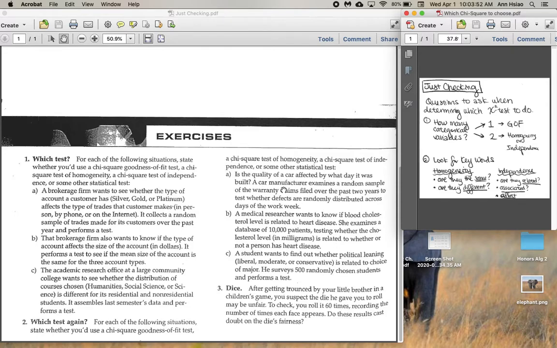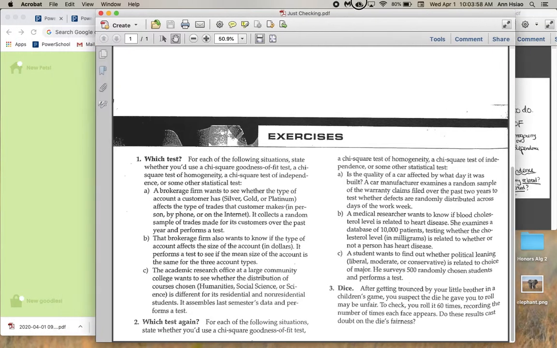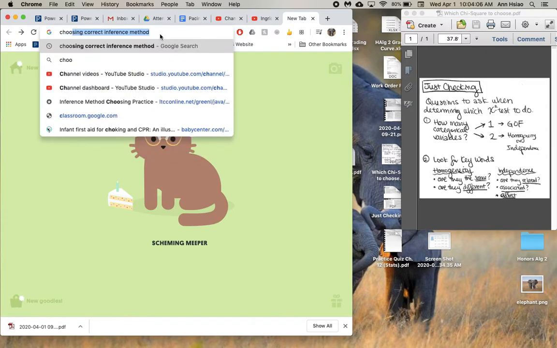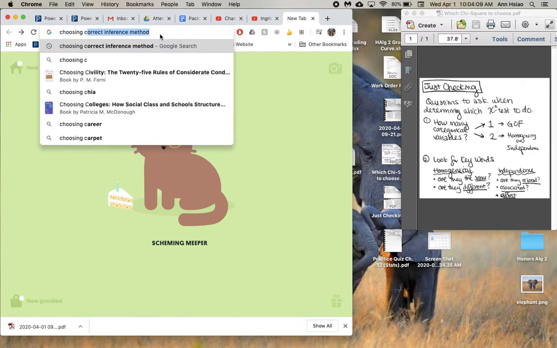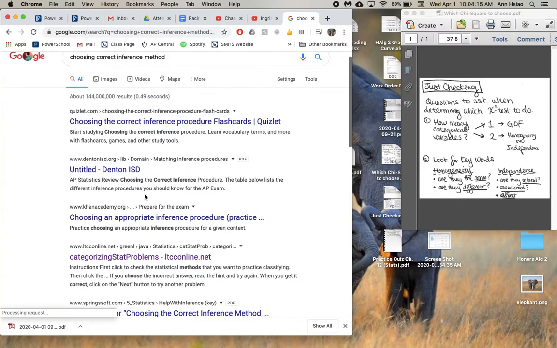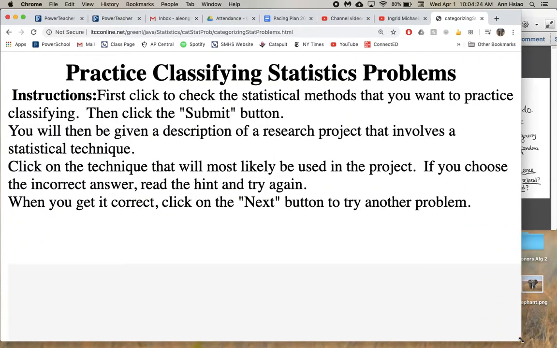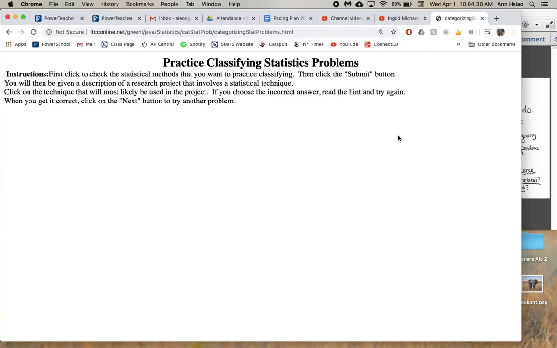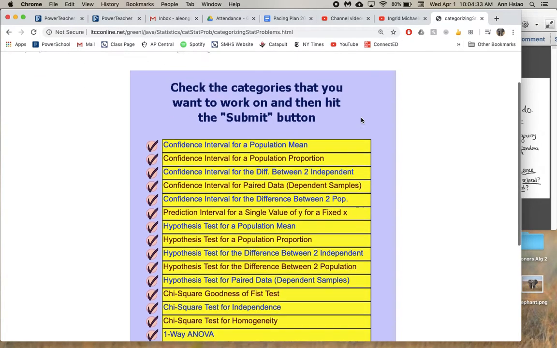All right, so hopefully you guys are feeling more comfortable about knowing what to ask yourself to know which chi-square test to do. To do a little more practice with it, I recommend going to a website. What you can do is just Google "choosing correct inference method," and it's this one right here, where it says www.ltcconline.net. Then you can just focus on your chi-squares.